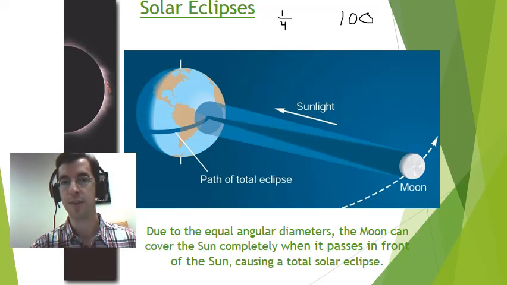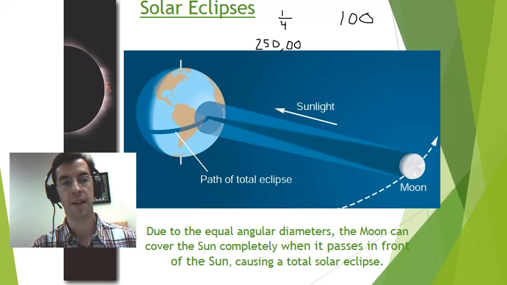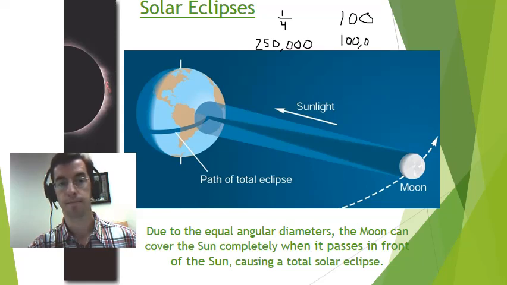Now, how about their distances from the Earth? The moon is about, again, 250,000 miles away from the Earth. How about the sun? The sun, 1 AU, remember, is 1 AU away. How much is 1 AU? 93 million miles. Let's just call it 100 million miles between friends. So that's the distance between the sun and the Earth.